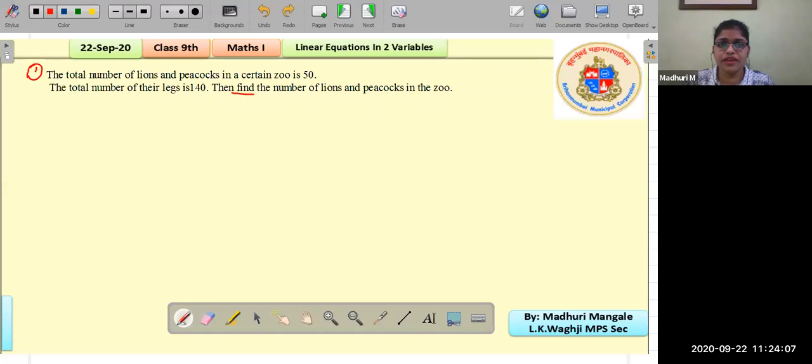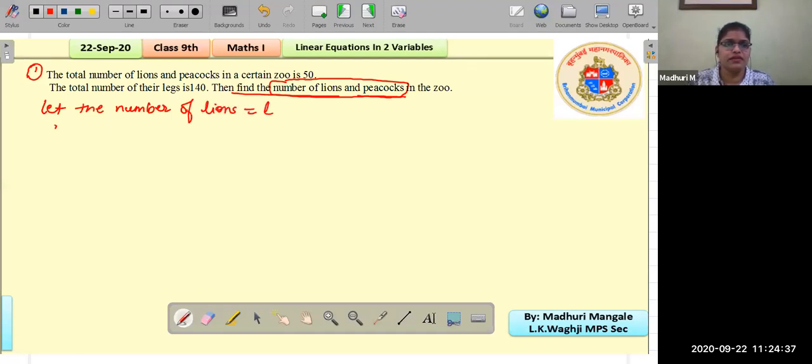So how do we begin? We always start with setting up variables for the unknowns. Here we don't know the number of lions and peacocks. So we start with setting up variables. We say let the number of lions be L and the number of peacocks be P.